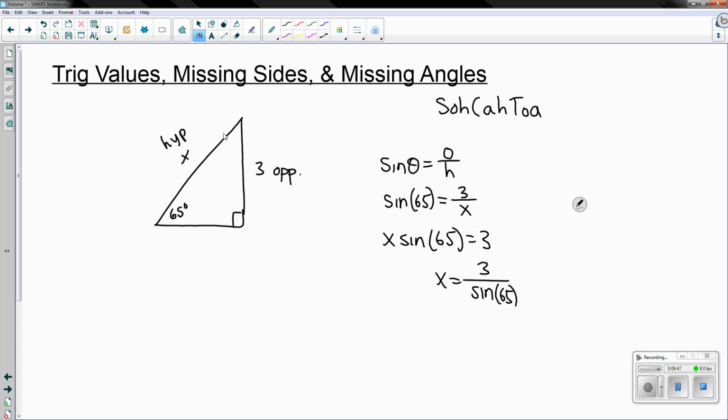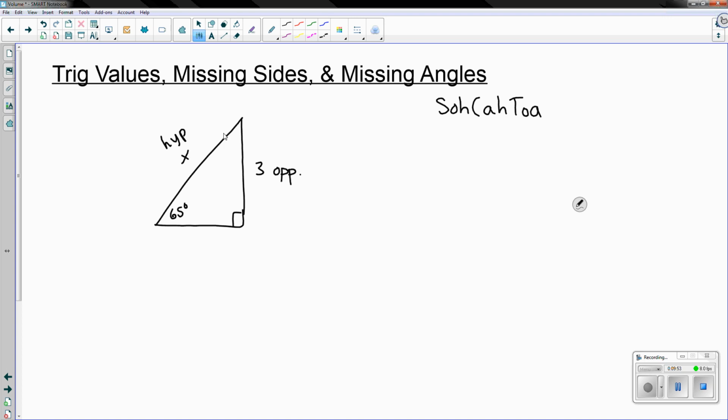But the point is, when we're trying to find a missing side, label the sides, then identify what trig function to use. And we're using the trig definitions to answer these questions because the trig definitions are equations and they have variables in them. We plug in the values for those variables that are given to us in the problem, and we solve for the missing piece.